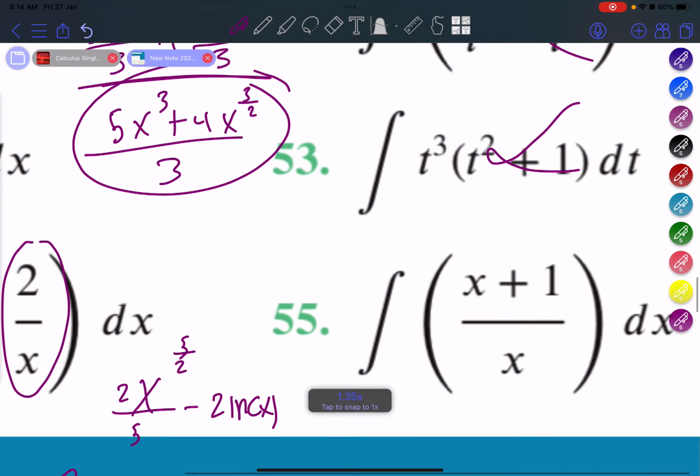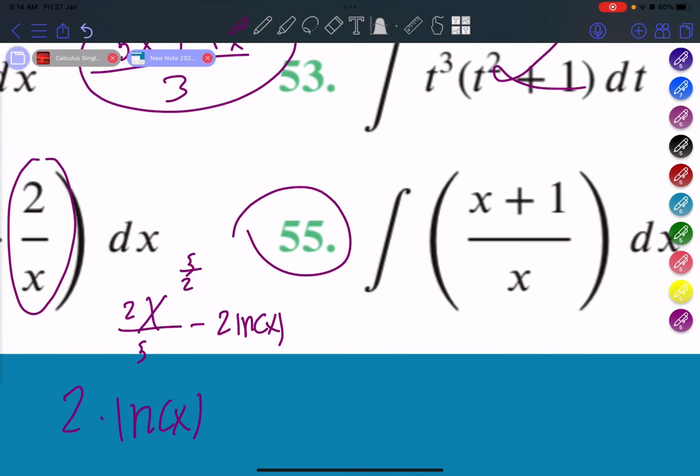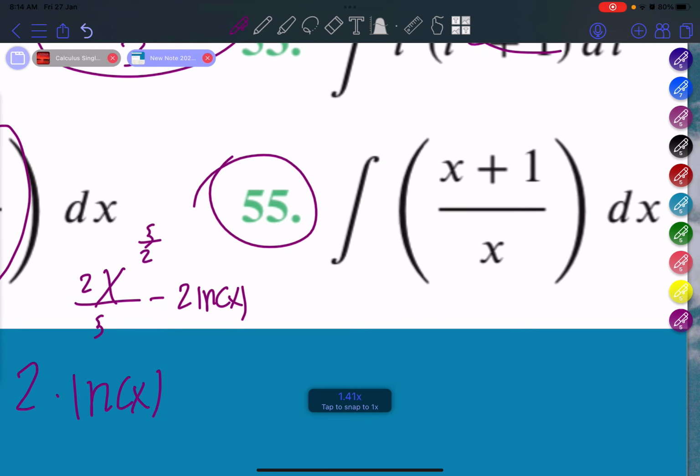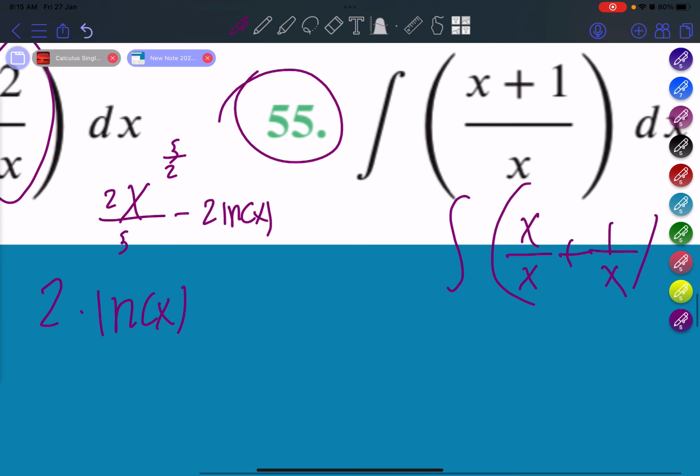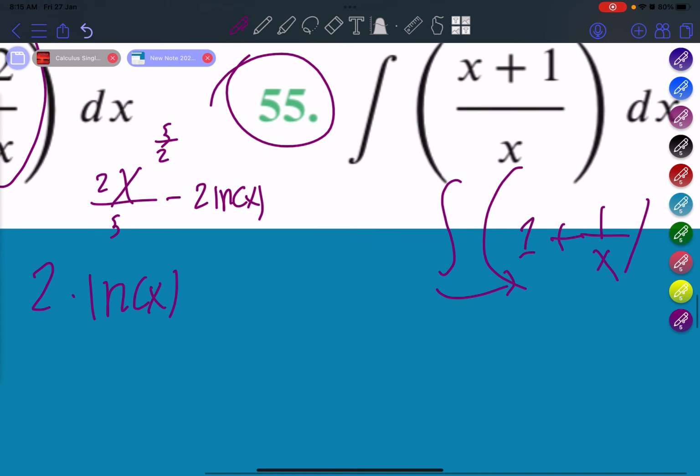Move on to our last question, which is question number 55. We can actually take the integral of what we integrate apart. So x over x, we can isolate it, plus 1 over x, and now let's find the integral of this. Before we find the integral of x over x, let's simplify it as 1. And now it's super simple. So integral of 1 will be x, plus integral of 1 over x is ln x.